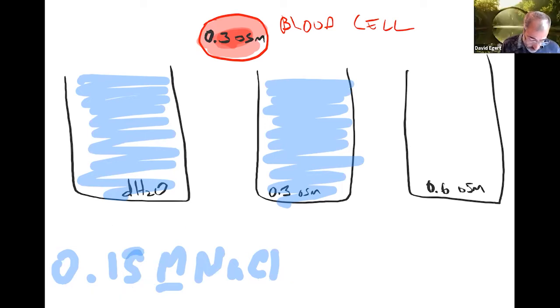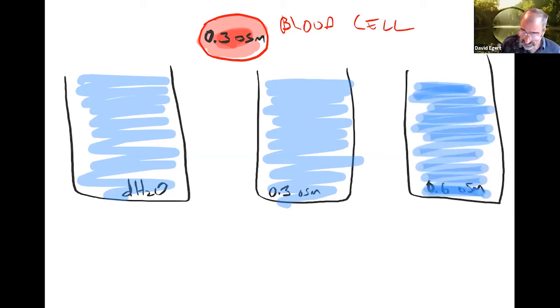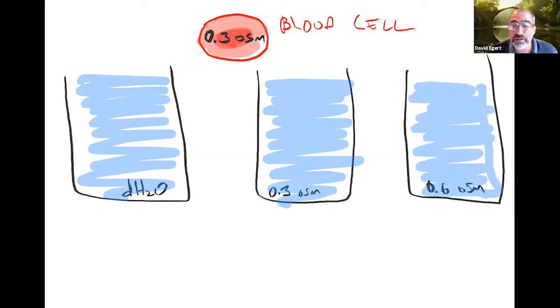Exactly. What would happen if I had 0.3 molar NaCl? What would it become in terms of osmolarity? 0.6. Yeah, exactly. 0.3 molar NaCl dissociates into 0.6 osmolar because every NaCl becomes two independent particles. So that all makes sense? All right, so now let's take our blood cell and put it in these different things.